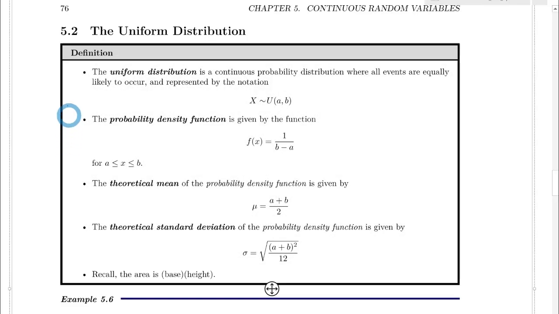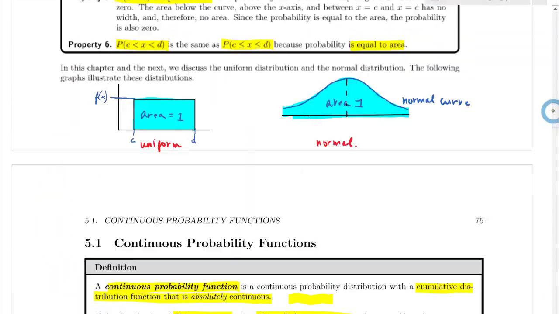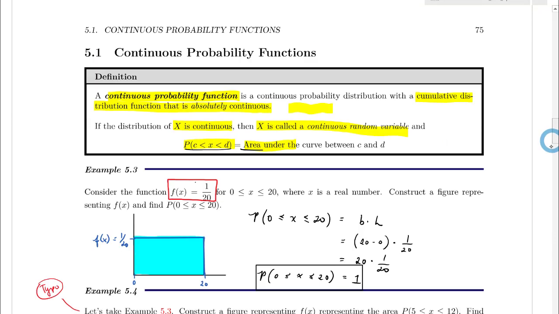And now we move on to section 5.2, the uniform distribution. So the uniform distribution is that distribution we discussed earlier regarding which type of continuous distributions. The uniform is the rectangle, and then the normal distribution is that normal curve. So we're doing the uniform distribution now.